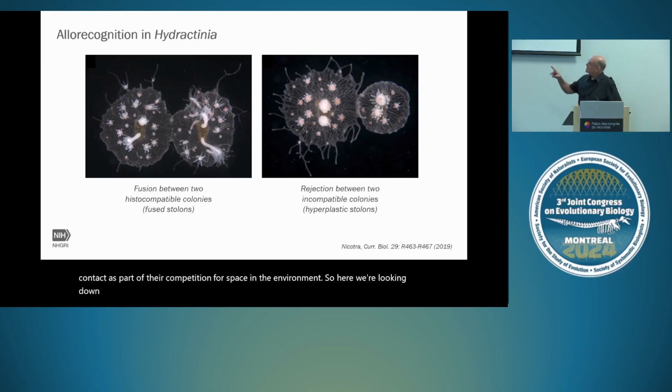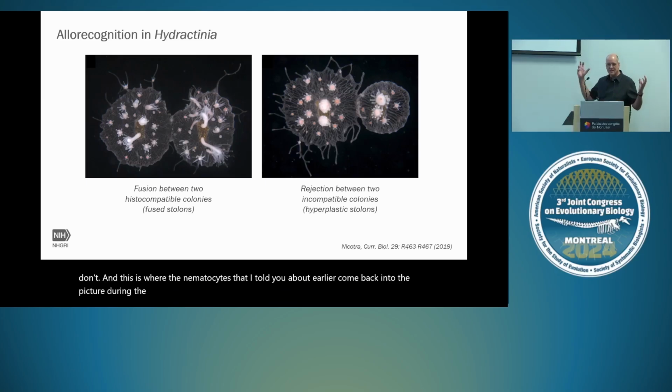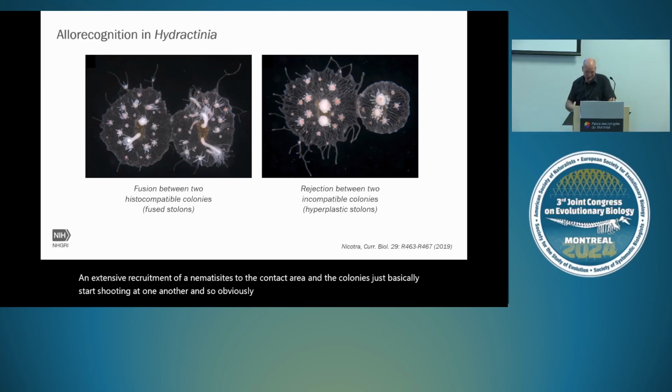Sometimes you have contact between compatible colonies, the situation on the left, and that results in a fusion result. They'll just fuse together. But sometimes you don't, and this is where the nematocytes that I told you about earlier come back into the picture. During the rejection response, there's an extensive recruitment of nematocytes to the contact area, and the colonies just basically start shooting at one another, and so obviously causing extensive local damage to the adjacent colony.